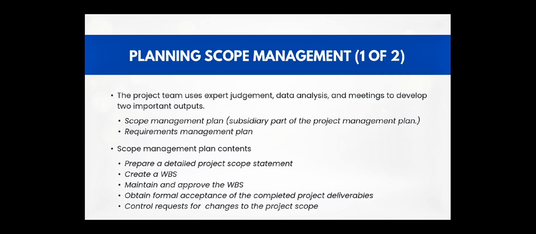The first step in project scope management is planning how the scope will be managed throughout the life of the project. The project team uses expert judgment, data analysis, and meetings to develop two important outputs. The first one is the scope management plan. The scope management plan is a subsidiary part of the project management plan, as described in Chapter 4, Project Integration Management. It can be informal and broad or formal and detailed based on the needs of the project.